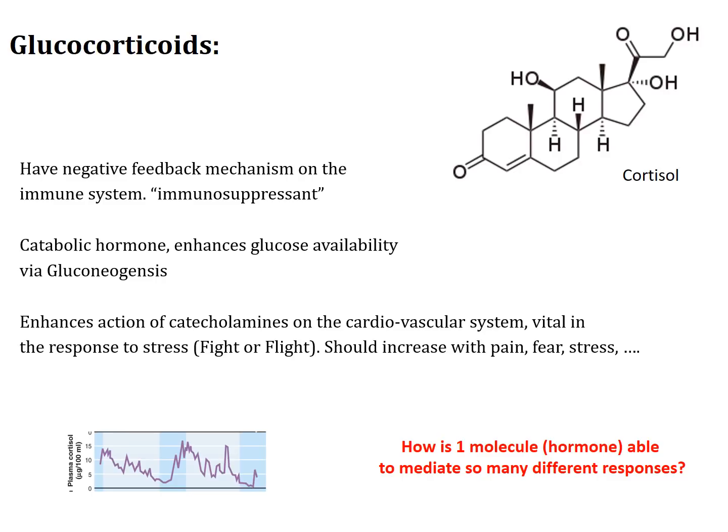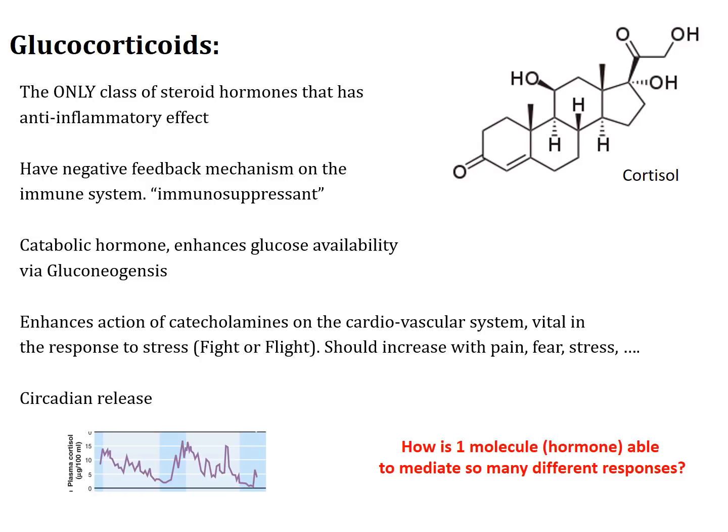So, we pose this question to you: how does one molecule, in this case this hormone, cortisol, how is it able to mediate so many different physiologic responses? And the answer is the same as we said with thyroid hormone. It has its effect on DNA. It starts to stimulate copying of critical genes on DNA to build the proteins and the enzymes necessary to give us this physiologic effect. And again, the only class of steroid hormone that has anti-inflammatory effect are the glucocorticoids.